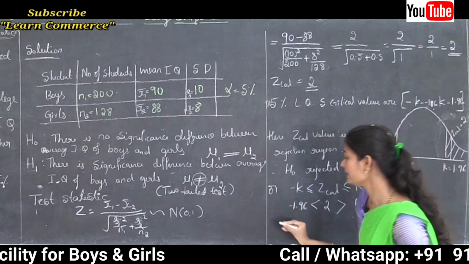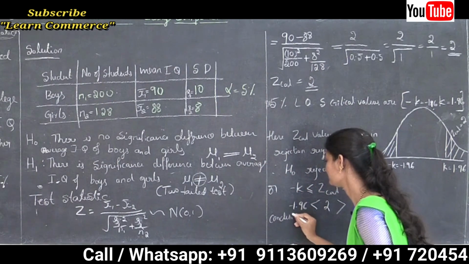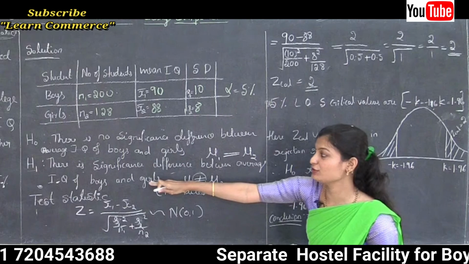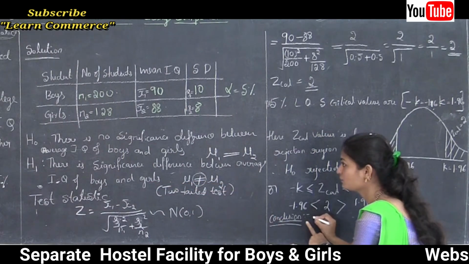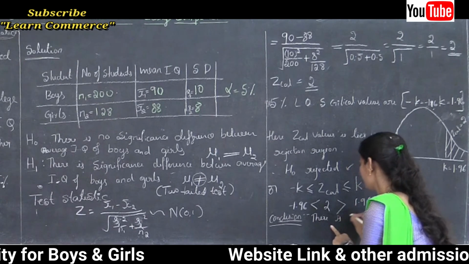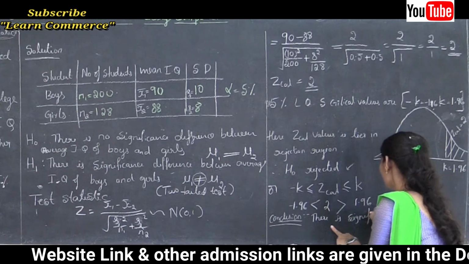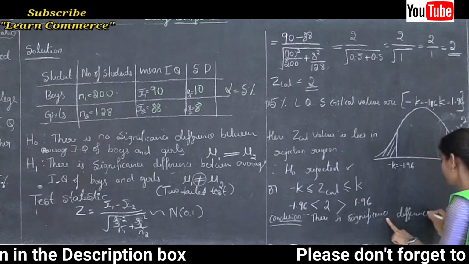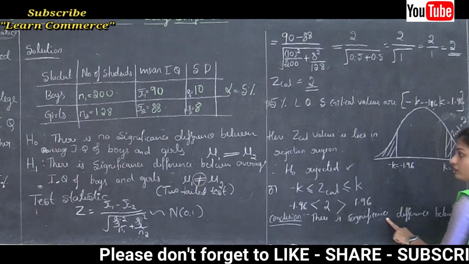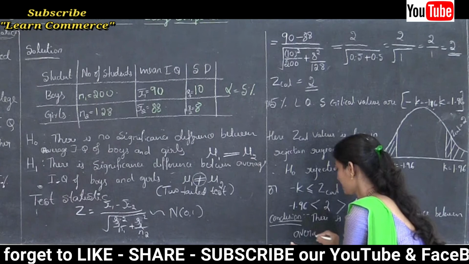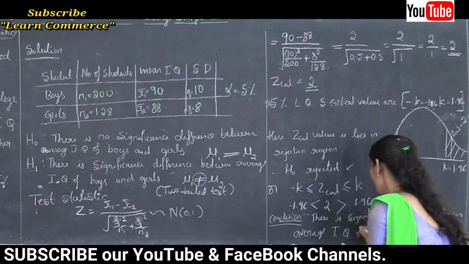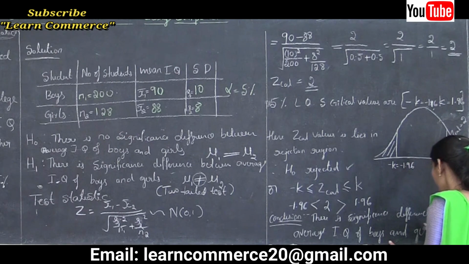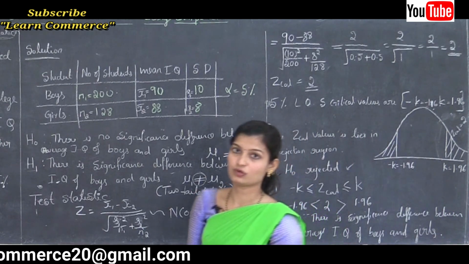And what is H1 here? So the conclusion is: there is a significant difference between the average IQ of boys and girls. That is mu1 is not equal to mu2.